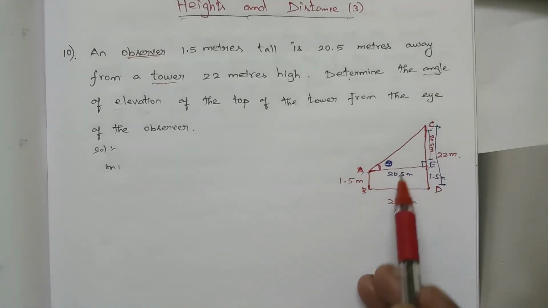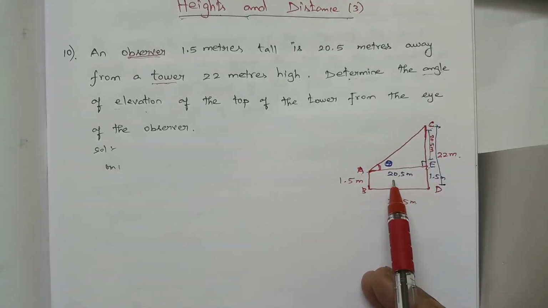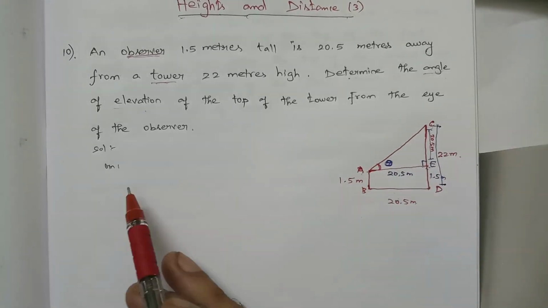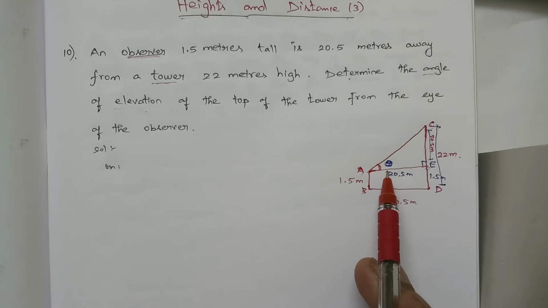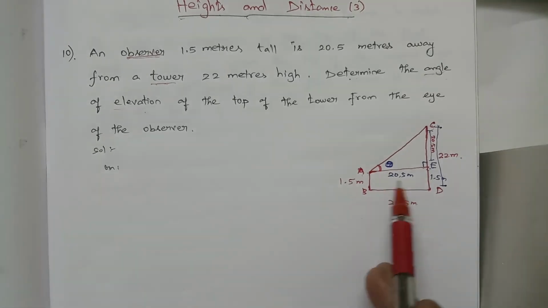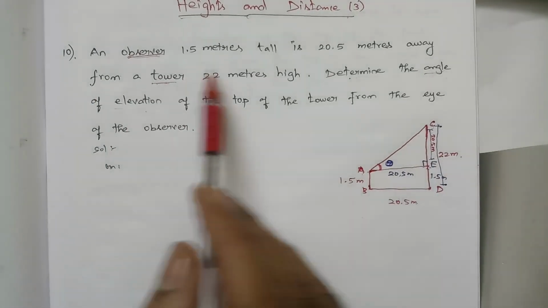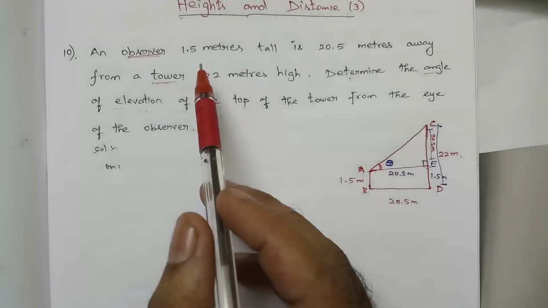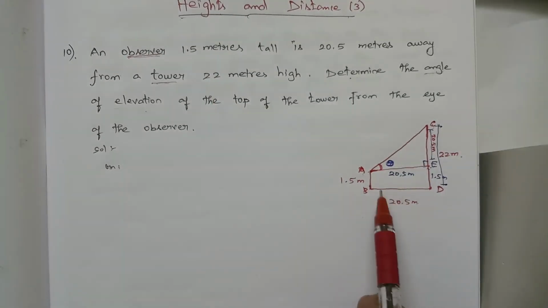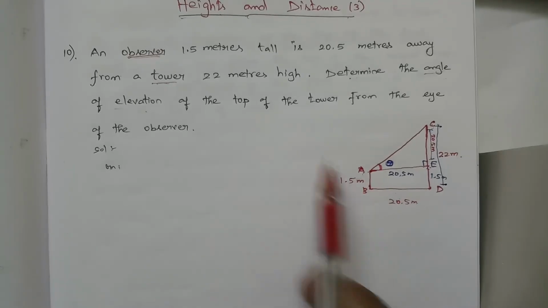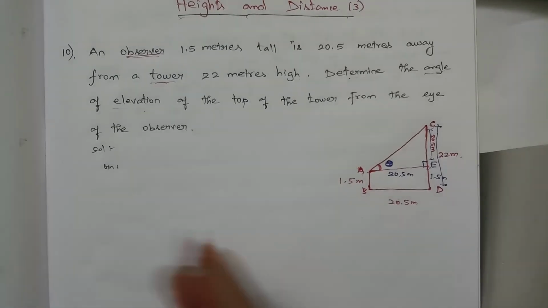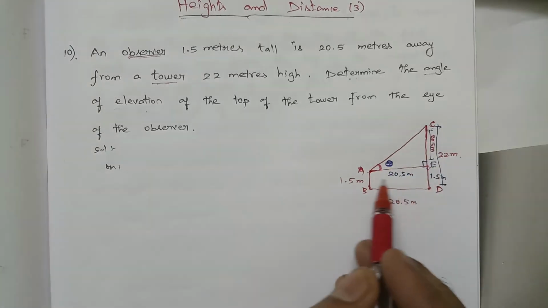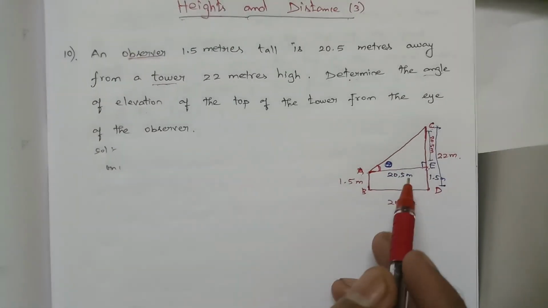We know the measurements, right? We know two sides of a right angle triangle. From that we can find the angle of elevation, right? So by reading the question, I have drawn the diagram, and whatever they have given, I have marked. And I am analyzing what we need to find.